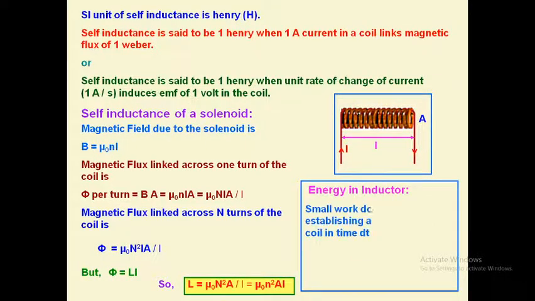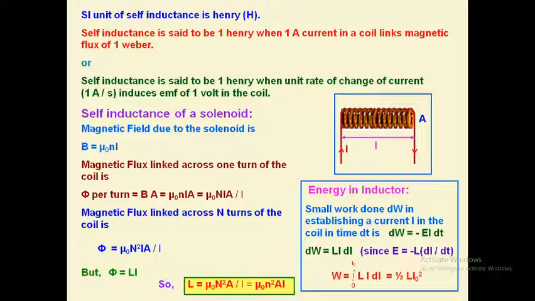Energy in inductor. How much magnetic energy is stored in an inductor? You can calculate it by using the formula: work done is equal to voltage into current into time, V I dt. So voltage is EMF, E, current is I, and you have time dt. You can then integrate it and you will get the formula half L i square.